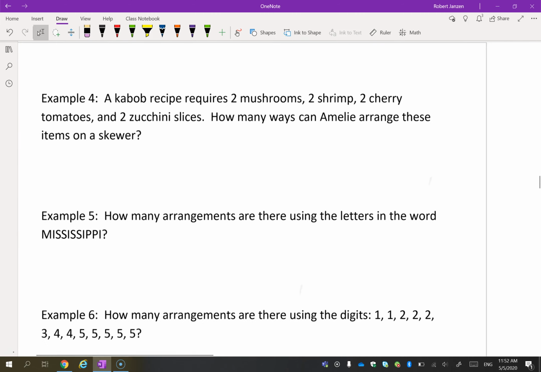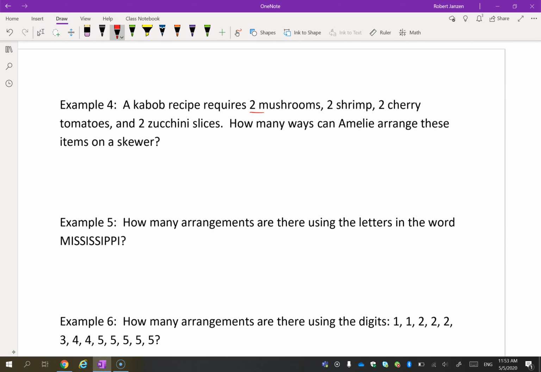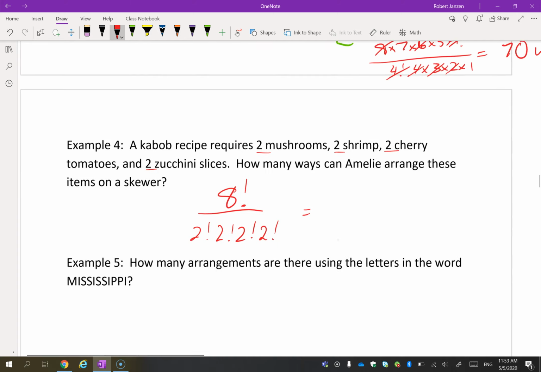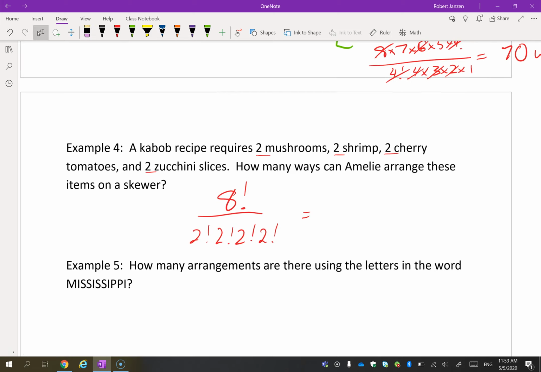Alright. Next one. A kebab: 2 mushroom, 2 shrimp, 2 cherry tomatoes, 2 zucchini slices. There are 8 things to rearrange, but some of them are repeats. Okay? Now, these questions show up in many different ways. I remember a few years ago there was a question on the exam that said a boat's going to make a signal using flags. They have 3 blue and 2 red. How many signals can they make? And people were very confused. But if you wrote it out like this, blue, blue, blue, red, red, and you said, how many ways can I use those flags? It becomes a much easier question.